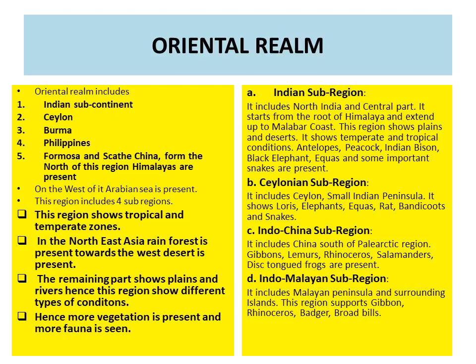Ceylonian subregion: it includes Ceylon and the small Indian peninsula. It shows loris, elephant, ecus, rat, bandicoots and snakes. Indochina subregion: it includes China and south of the Pacific region; gibbons, lemur, rhinoceros, salamanders are present. Indo-Malayan subregion: it includes the Malayan Peninsula and surrounding islands, and here gibbons, rhinoceros, badger and broad bills are present.